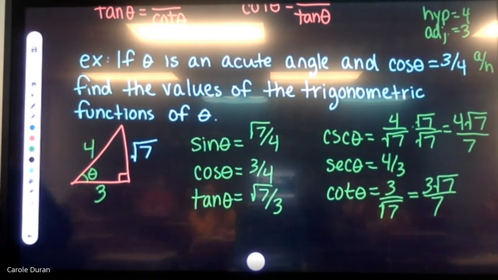30, 60, 90, and 45, 45, 90 are our 2 special right triangles.